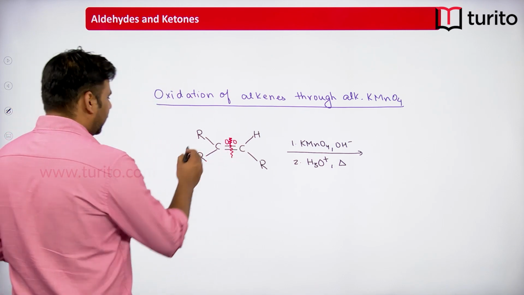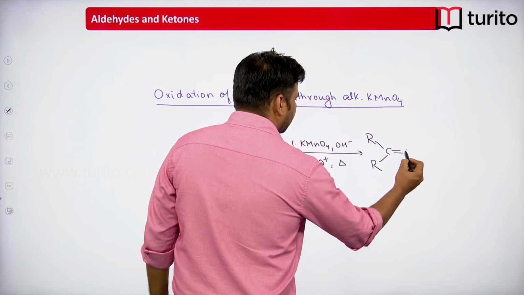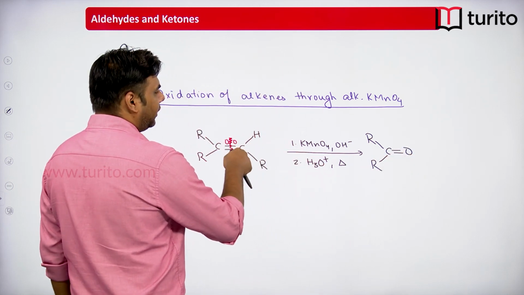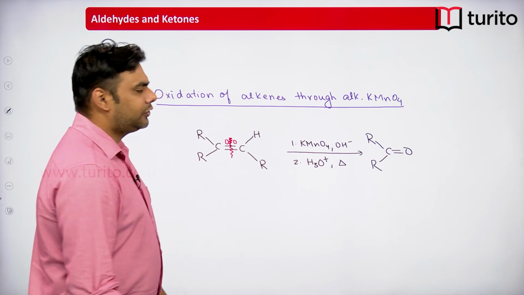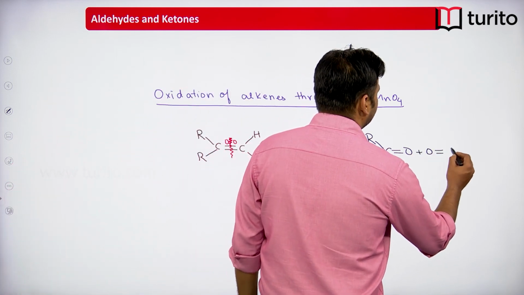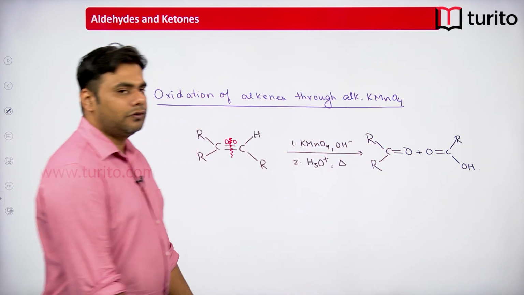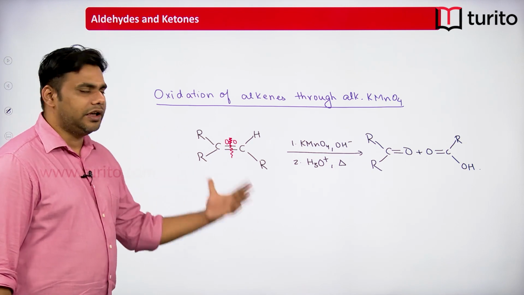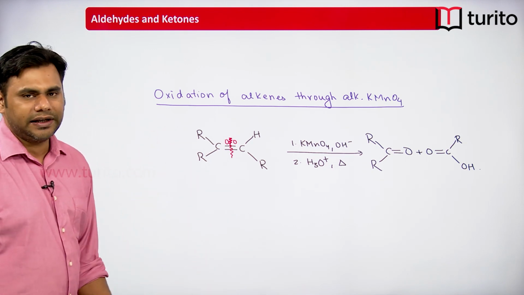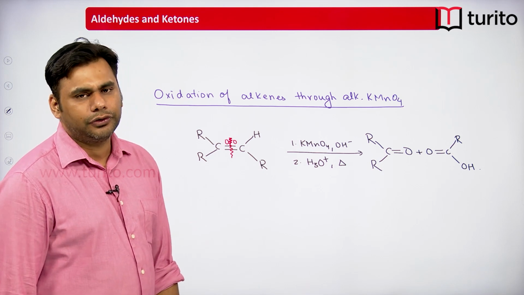So this will convert into a ketone, and we'll get an aldehyde over here. But because we are using a strong oxidizing agent, the aldehyde will oxidize into carboxylic acid. So in this case, we are going to form carboxylic acid. So we can also carry out oxidation of alkenes through alkaline KMnO₄. The reaction is similar to that of oxidative ozonolysis.